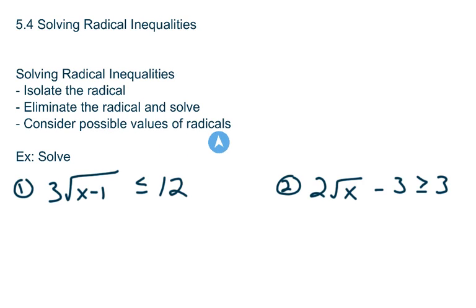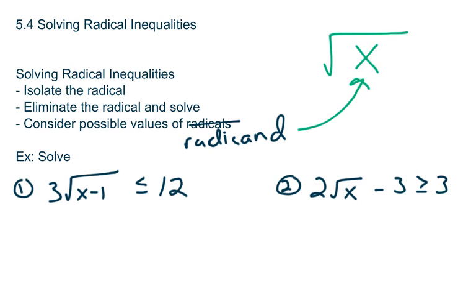Consider possible values of radicals. And that shouldn't say radicals. That should actually say radicands, R-A-D-I-C-A-N-D. Consider possible values of the radicand. The radicand, if you don't know, is the number or the information under the square root. So the radicand is what's under the square root.